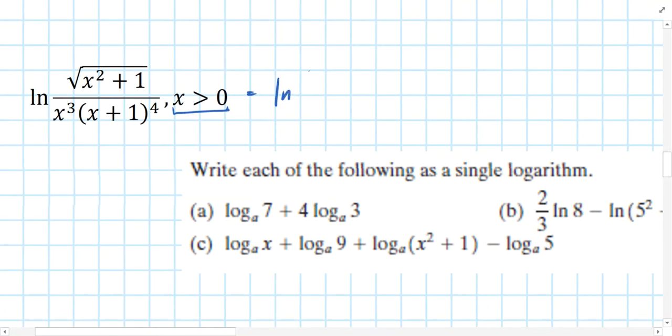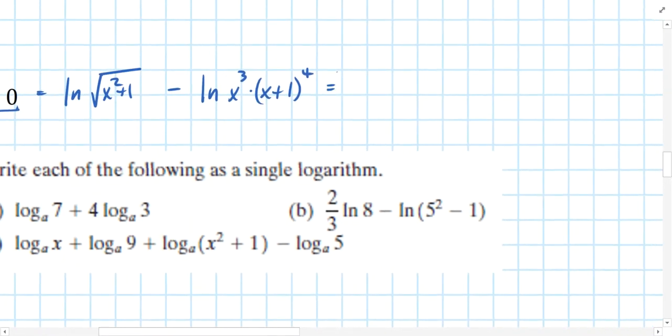the same way. I'm going to start off by utilizing the quotient rule. The natural logarithm of the square root of x squared plus 1 minus the natural logarithm of x cubed times x plus 1 to the 4th power. I could use the power rule on this argument. So we have the natural log of, 1/2 times the natural log of x squared plus 1. Remember, this radical is the same as the power of 1/2.